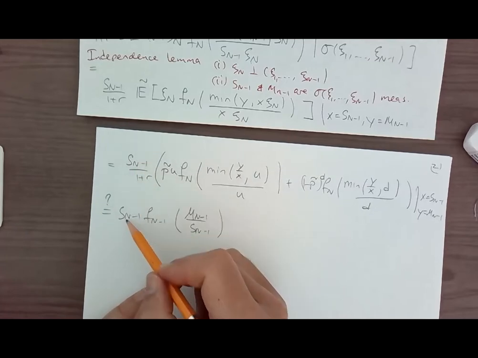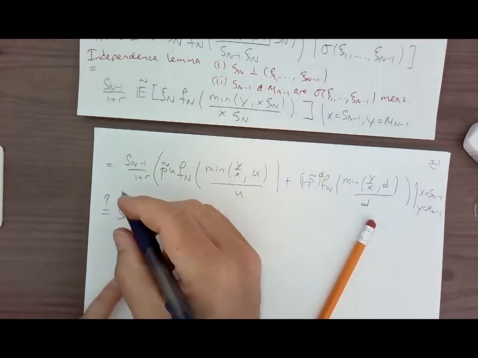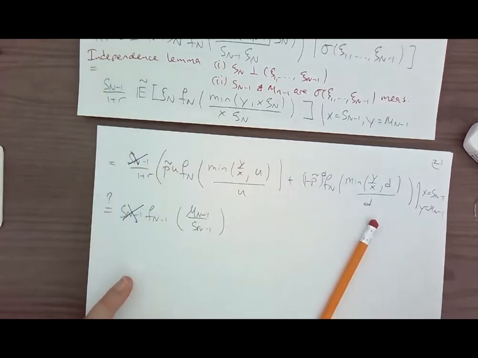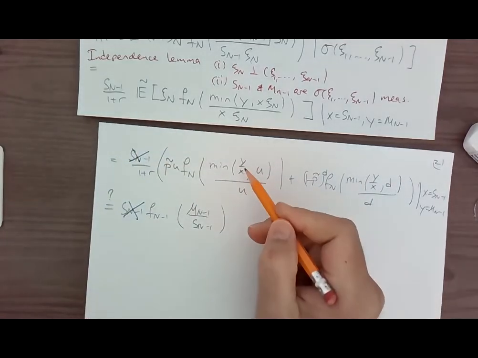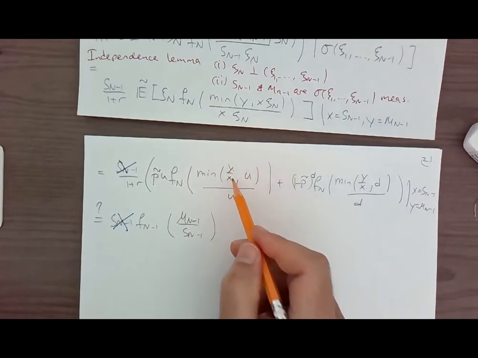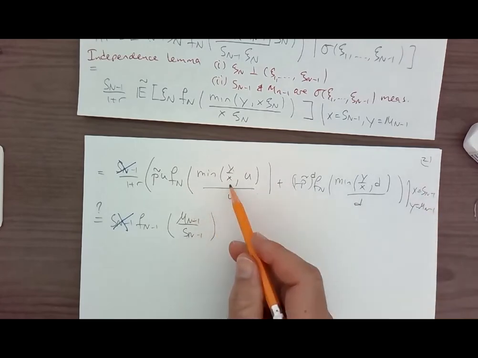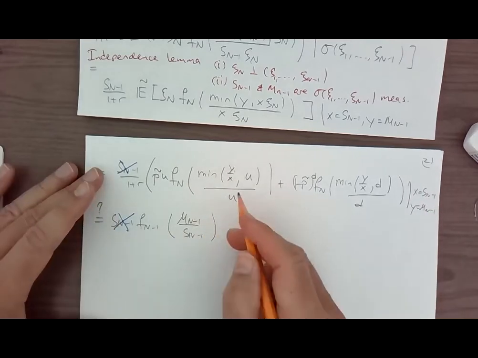Sn minus 1 is good because that's the same thing that's down here. So these two cancel out. Okay, and what about x over y? Well, y over x. Y was Mn minus 1, x was Sn minus 1. So that looks good. We do have this structure.